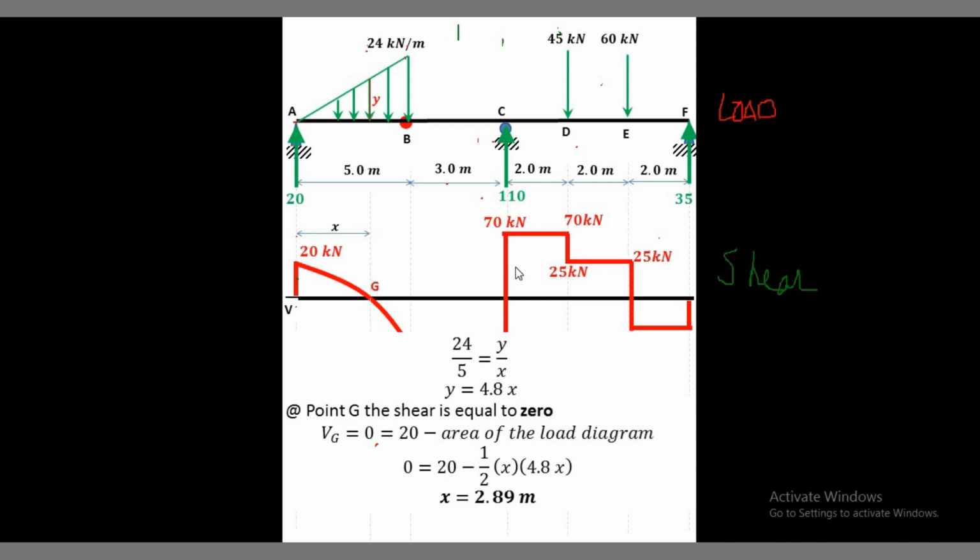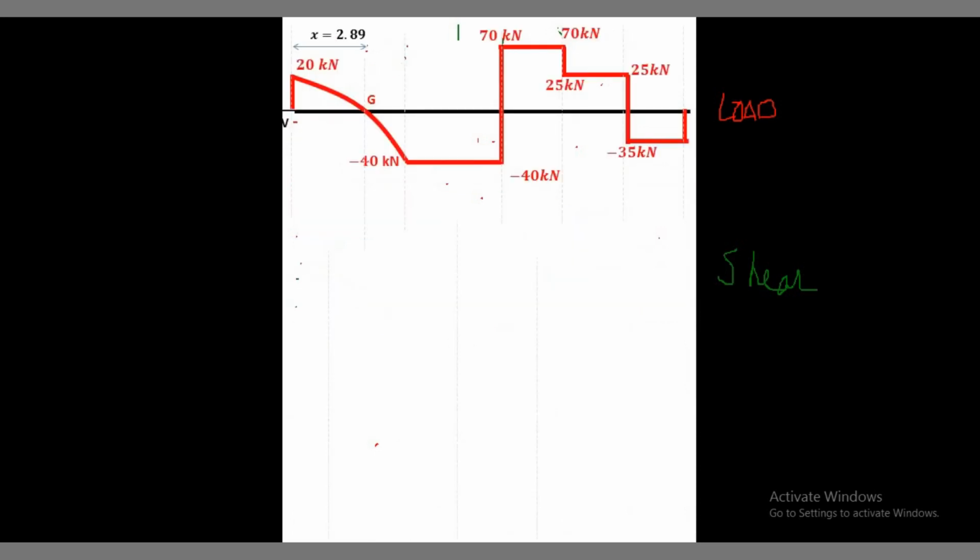So X is equal to 2.89 meters. Okay? Yes, ma'am. Next, wala pa tayo sa moment diagram. So, kapag nakuha ko na ngayon si value ng X, I can now draw my moment diagram. So, my X is 2.89. Diba, sabi natin kanina, para ma-drawing ko si moment diagram, I need the areas.